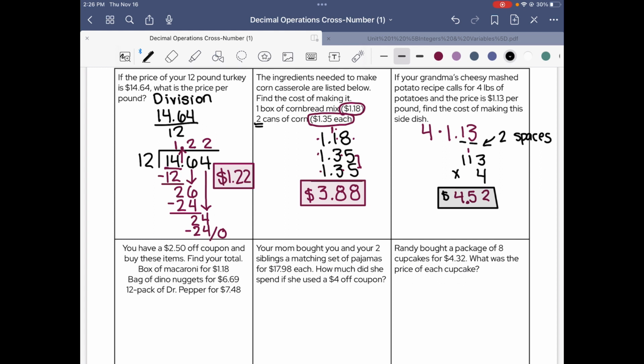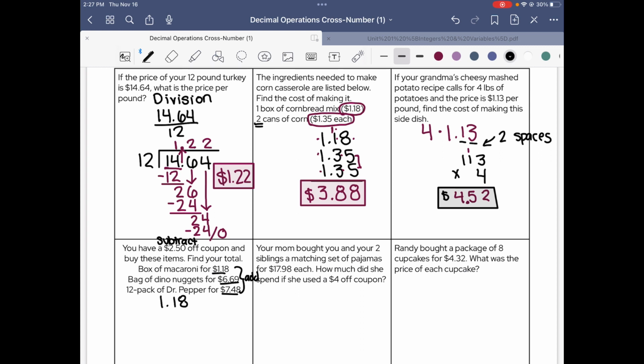Next one, you have a $2.50 off coupon and buy these items. Find your total. So if you're buying 3 separate items, you are going to add all 3 of those. Then, since you get $2.50 off, you would subtract $2.50 afterwards. So we have to do this in 2 steps. First, we need to find our original total by adding them all together.